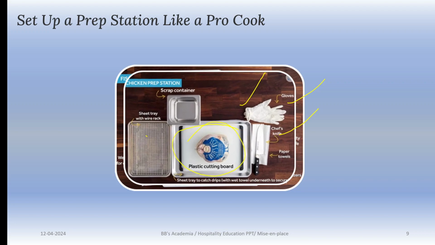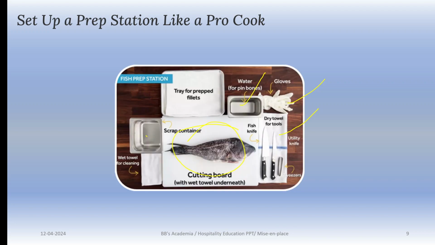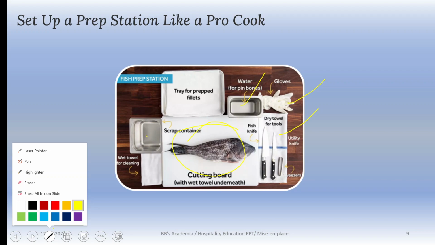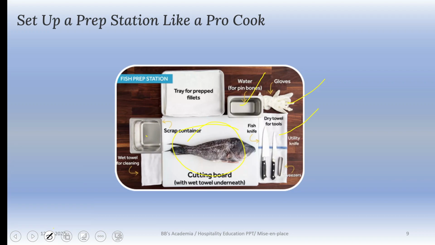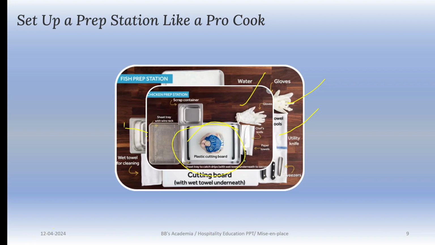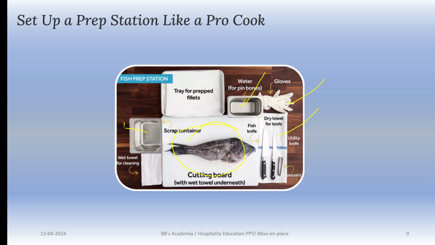Here is another container for keeping your product. Scrap container. This is known as scrap containers. Anything scrap or trimmings that you can put. Our wet towel is here. And then this is the place, the tray where we can keep the prepared fish item after fabrications. This is the way you can organize it.